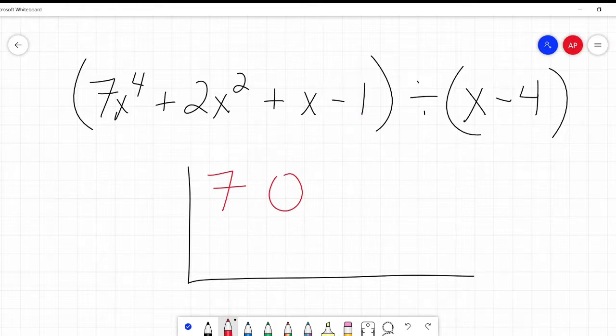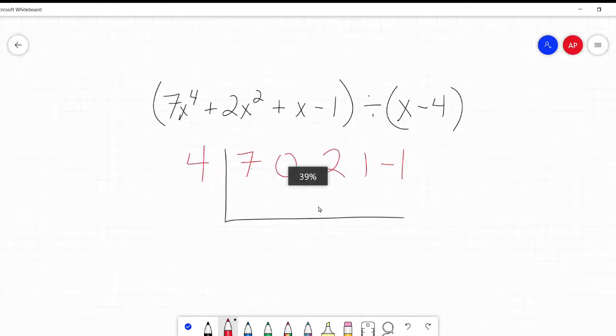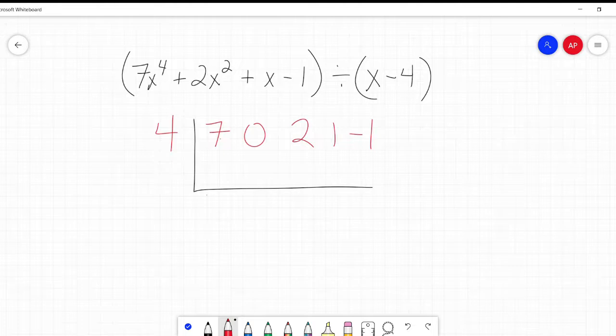Just always do that. So there's our 7x to the 4th, no x cubed, so 0, 2x squared, 1x, and then a negative 1 is my constant. I write the opposite, which is 4. And then I go through my process. Bring down a 7. 4 times 7 is 28. Oh, this is going to be nasty. Bring down the 28. 4 times 28, what is that, 112? 112 plus 2 is 114.